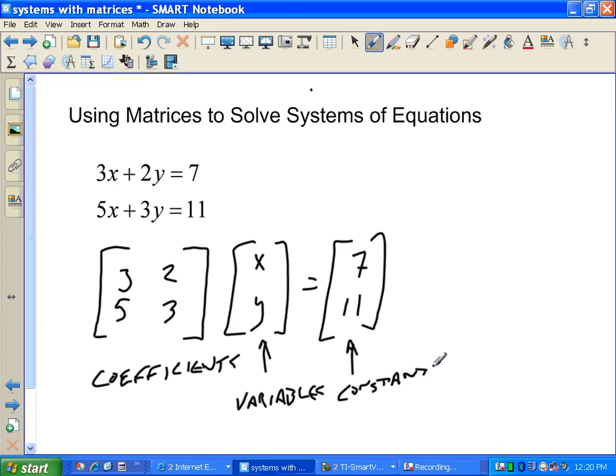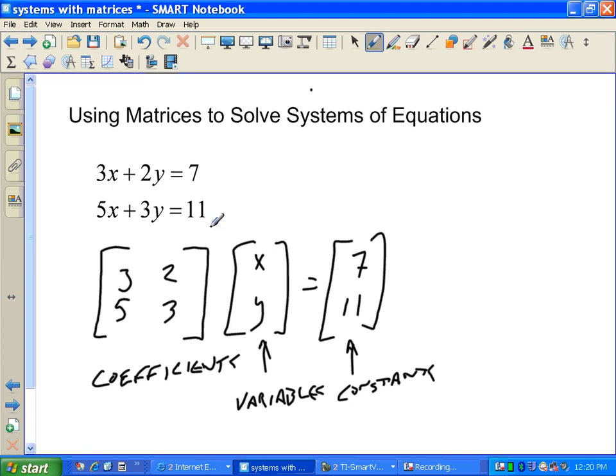If we remember matrix multiplication, we do row by column. So if you look, 3x plus 2y equals 7, that's this equation. 5x plus 3y equals 11, that's that equation. So that's really nice, but how do we actually use that to solve and figure out what x and y are?